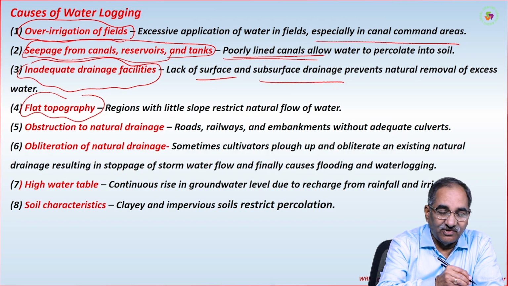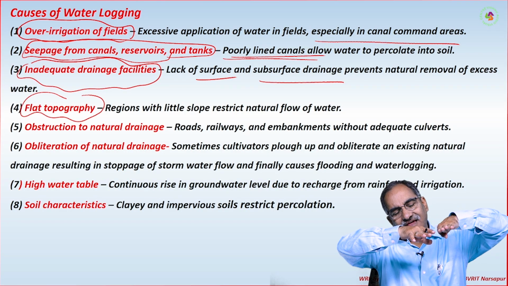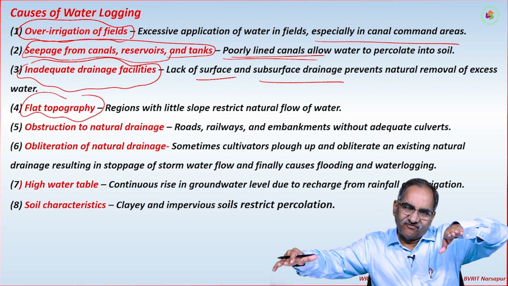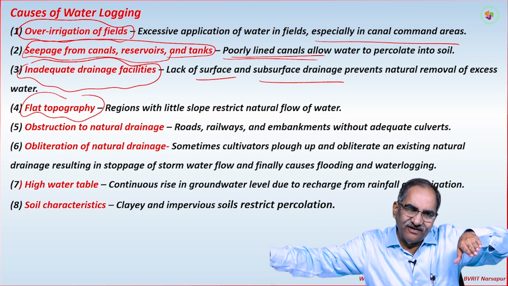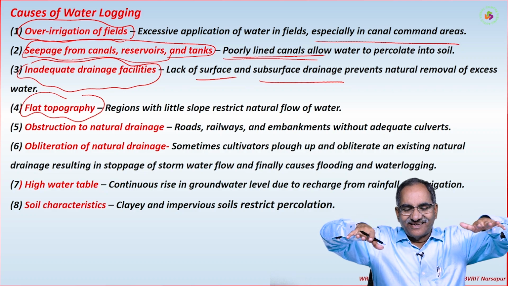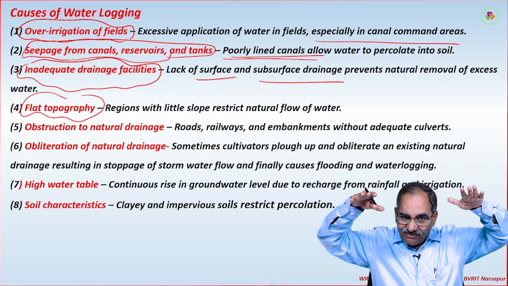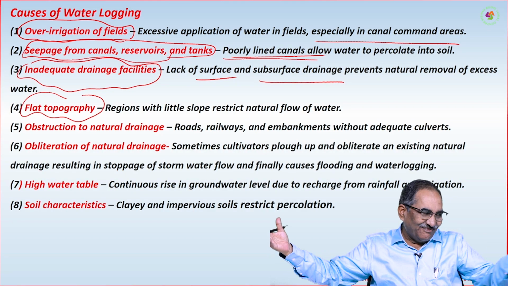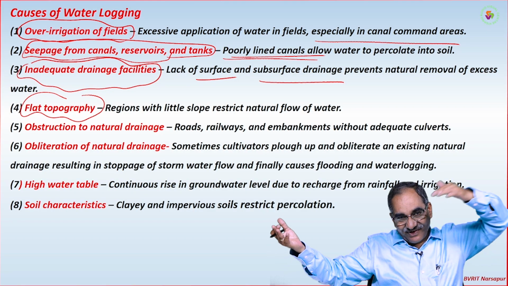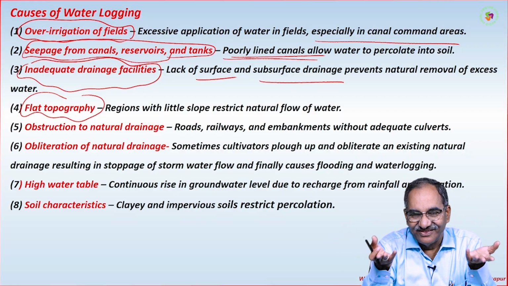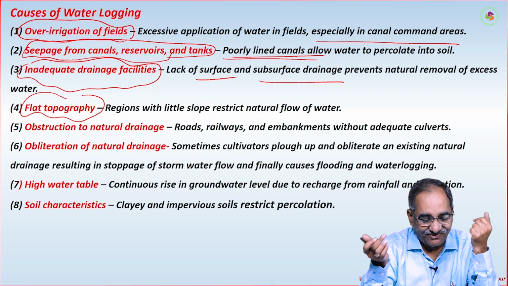Then flat topography. If the land is a little bit sloping, then naturally whatever water falls, the excess water will leave. But if it is flat, then naturally the water drainage problem is there, seepage is there on one side, over irrigation is there. So now the land is flat. Then naturally the entire land becomes waterlogged.